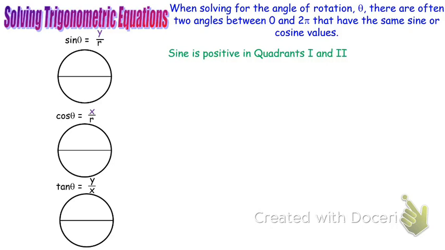Now sine is a measure of y over r. The y's are positive in two quadrants, quadrants 1 and 2. So sine is positive in quadrants 1 and 2. Now the y values are negative in quadrants 3 and 4, so sine is negative in quadrants 3 and 4.